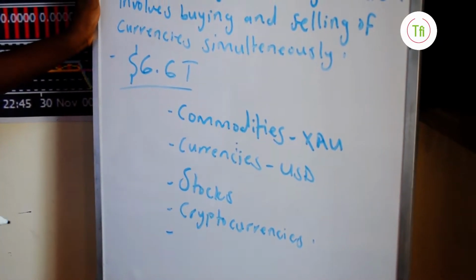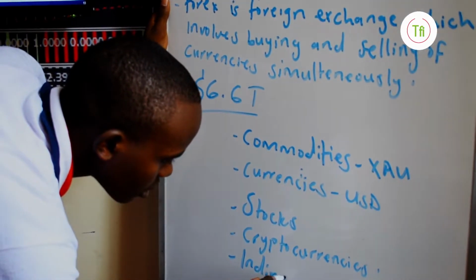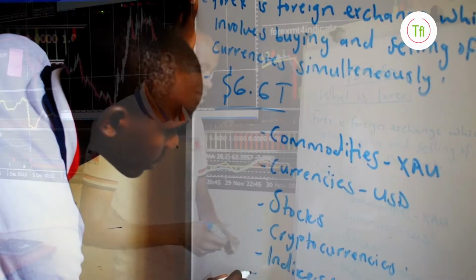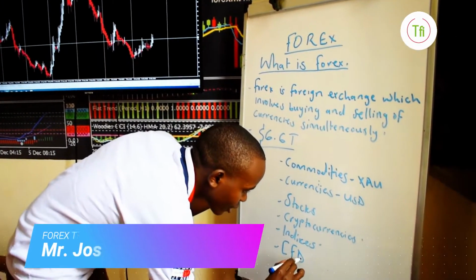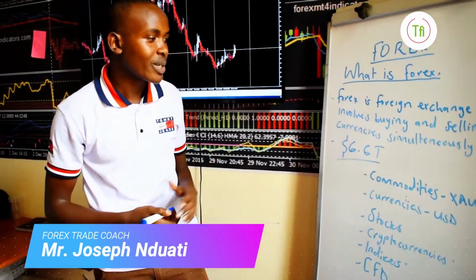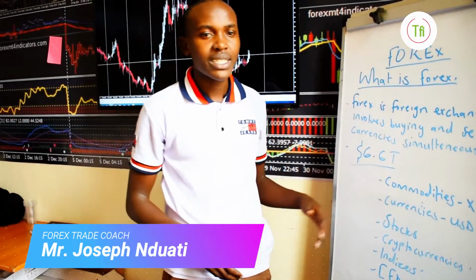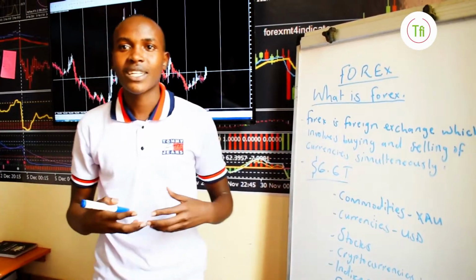We'll be trading something else known as indices. And lastly, we'll be trading things known as CFDs, contracts for difference. Those are the things that you'll be dealing with. The way to trade commodities is the same way you trade currencies, stocks, cryptocurrencies, indices, and CFDs.